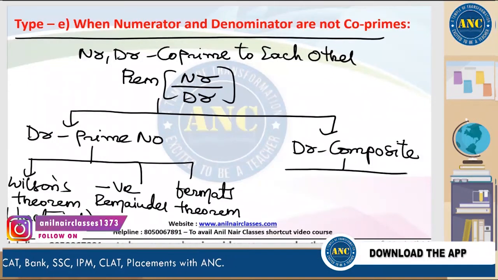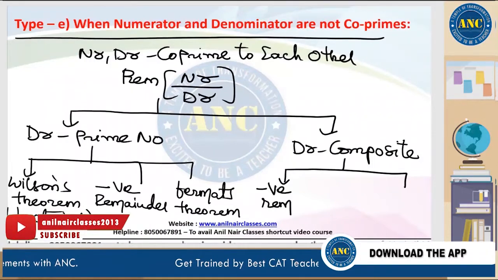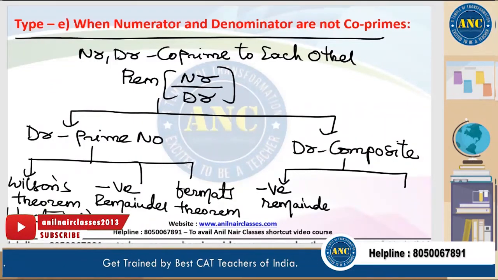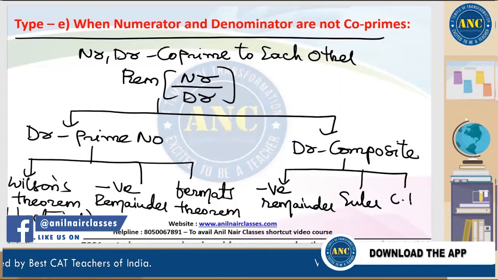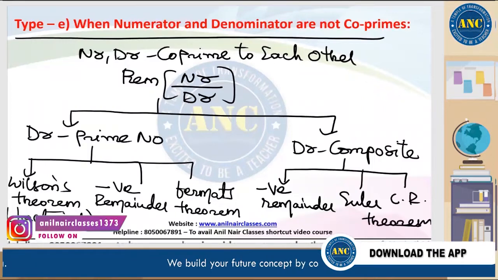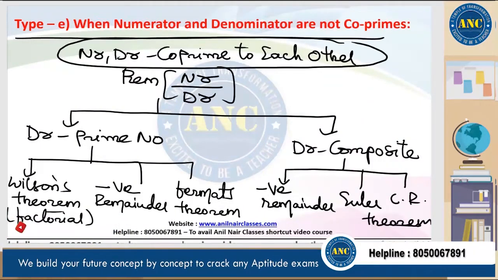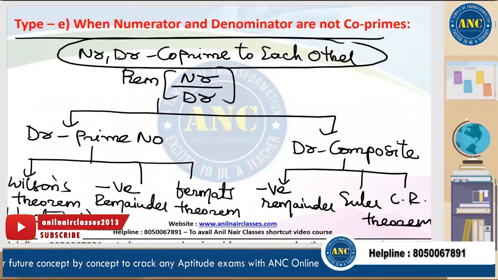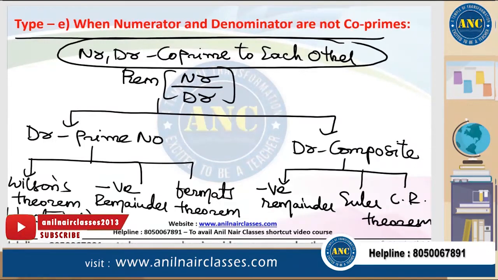If the denominator is a composite number, you can use a negative remainder, you can use Euler, or you can use Chinese remainder theorem. Whenever the numerator and denominator are co-prime to each other, these are the various kinds of remainder based approaches you can use. What if they are not co-prime to each other, which we'll discuss in type A.